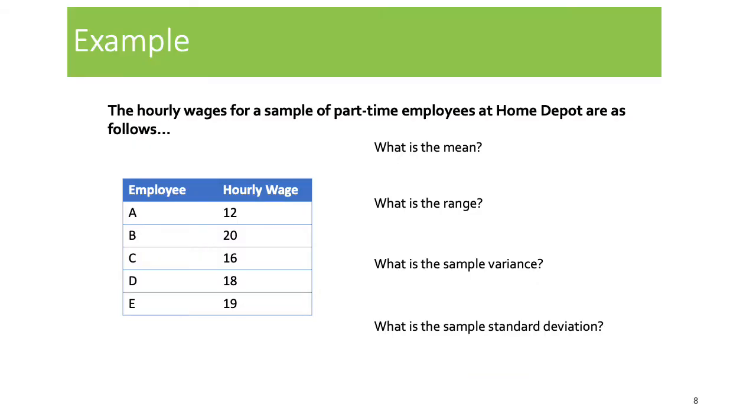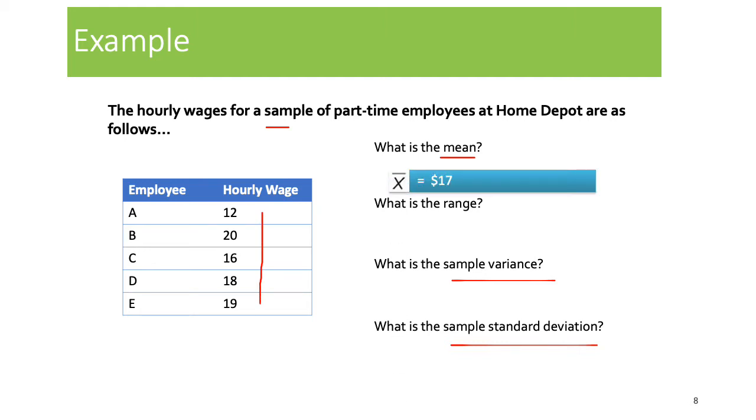Let's try an example. The hourly wages of a sample of part-time employees at Home Depot are as follows. The first thing we need to do in the process of trying to find the sample variance and sample standard deviation is start by finding the mean. To find the mean, we add up all of the values in this data set and divide by 5, which is the total number of observations, and find that the mean is 17.